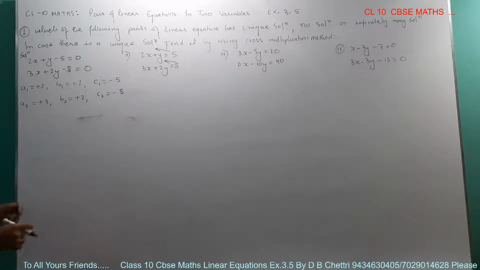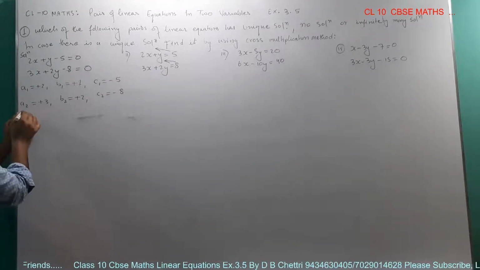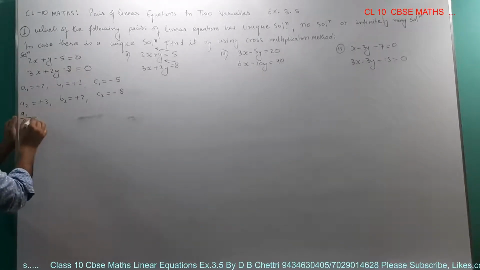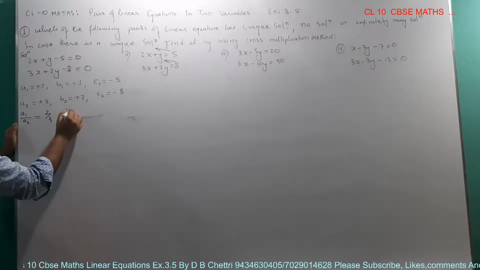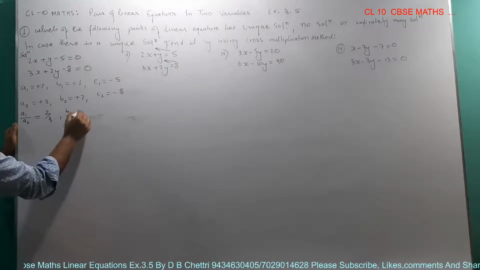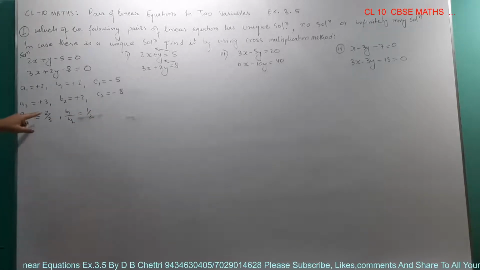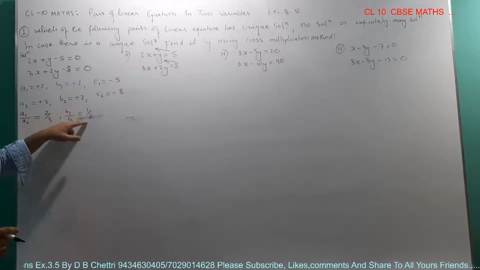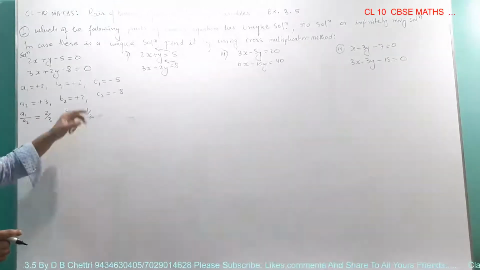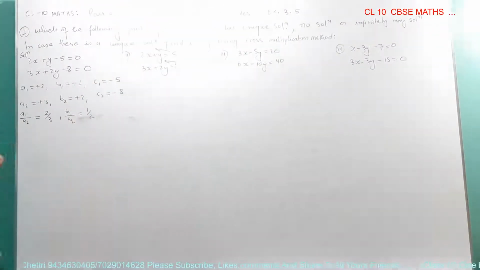Minus 8. Okay, now let's get the ratio of a1 by a2 first. a1 by a2 equals how much? 2 by 3. Then b1 by b2, how much is there? 1 by 2. Now look at here. The ratio a1 by a2 is 2 by 3, and b1 by b2 is 1 by 2. These two ratios are not same, that means no need to find the third ratio, that is c1 by c2.